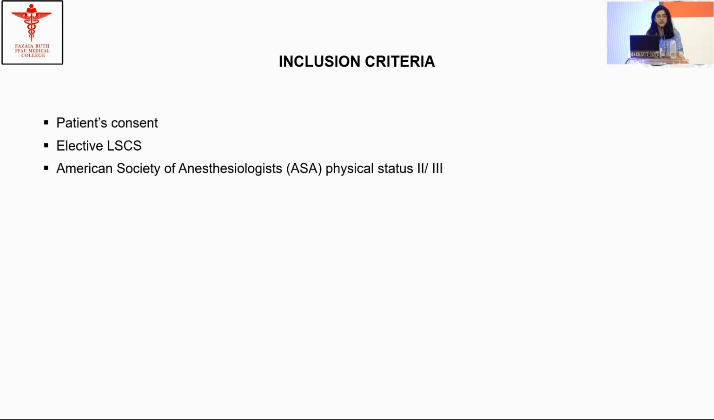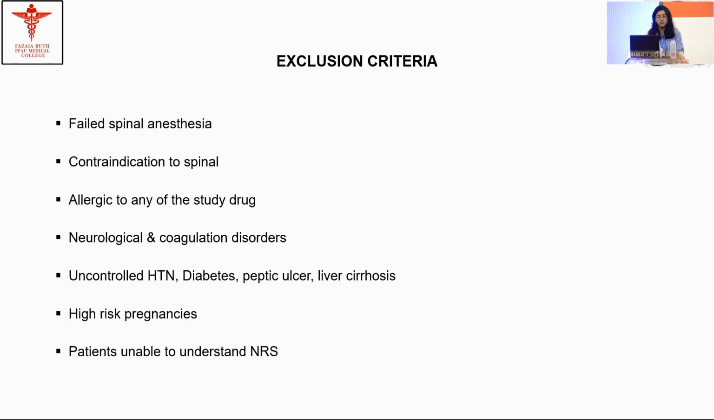The inclusion criteria were patient's consent, patients undergoing elective cesarean section, and ASA status 2 and 3. The exclusion criteria were failed or contraindicated spinal, patients who were allergic to any of the drugs, neurological and coagulation disorders, uncontrolled hypertension, diabetes, liver disease, peptic ulcer, high-risk pregnancies, and patients who were unable to understand the numerical rating scale.